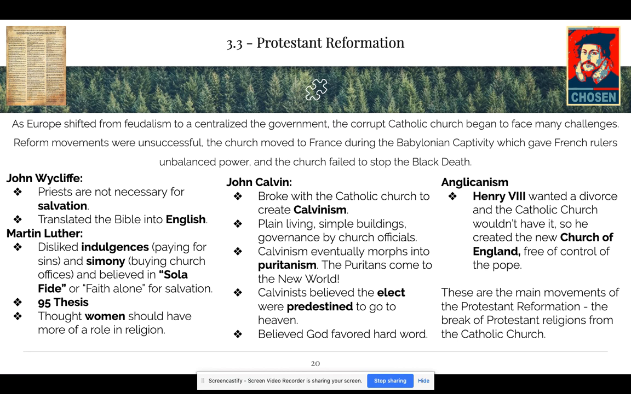And there are about 1 billion branches of Protestants. Lutheranism is one of them. We also see John Calvin break from the Catholic Church and establish Calvinism. He believed in plain living, simple buildings, governance by church officials.